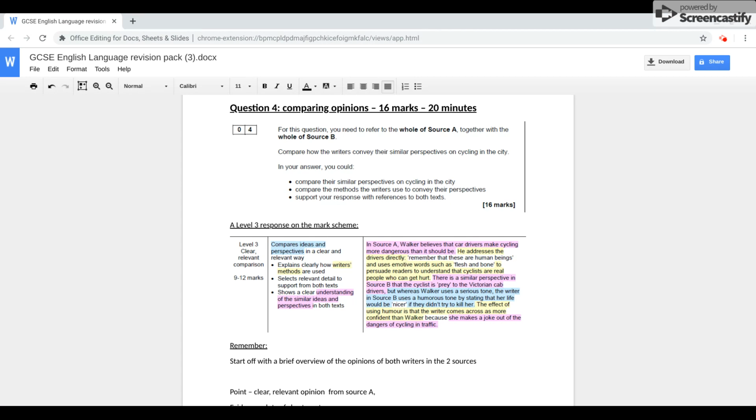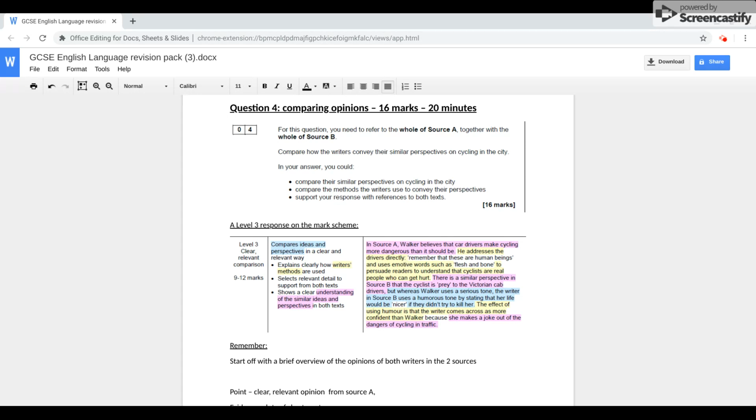So please make sure you understand what to look for in the question. Are you looking for similarities or differences? And then secondly, about what, which is the end of the question. In this case, cycling in the city. Once you've understood the question, you can start going back through the texts and finding your answers.